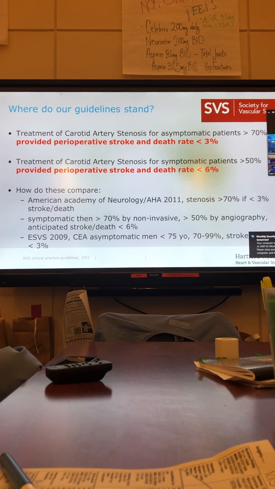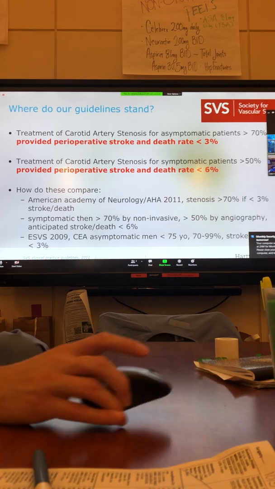So that's important. If I'm treating asymptomatic patients, but I'm a terrible surgeon, and my risk of stroke and death is 10%, I probably shouldn't be treating patients. Okay? That's why, A, it's important that we get all these medical management things ready. B, you don't want to just do one carotid a year.